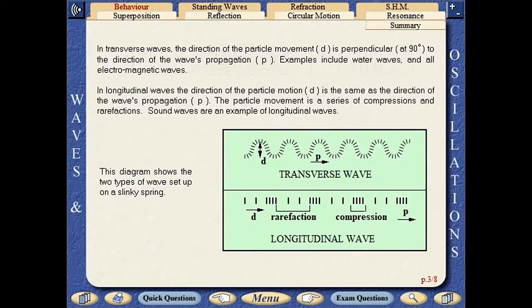In transverse waves, the direction of the particle movement is perpendicular to the direction of the wave's propagation. Examples include water waves and all electromagnetic waves. In longitudinal waves, the direction of the particle motion is the same as the direction of the wave's propagation. The particle movement is a series of compressions and rarefactions. Sound waves are an example of longitudinal waves. This diagram shows the two types of wave established on a slinky spring.